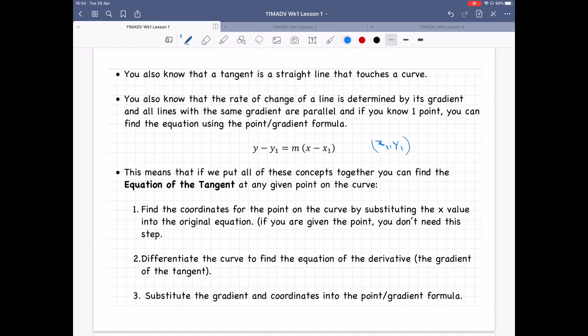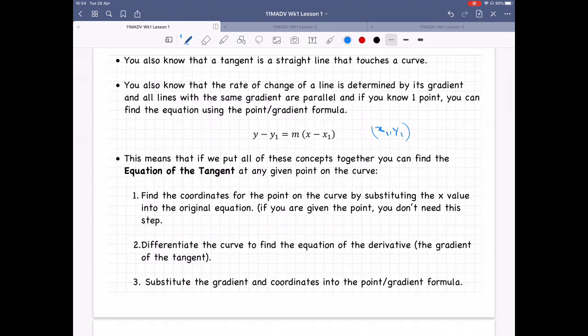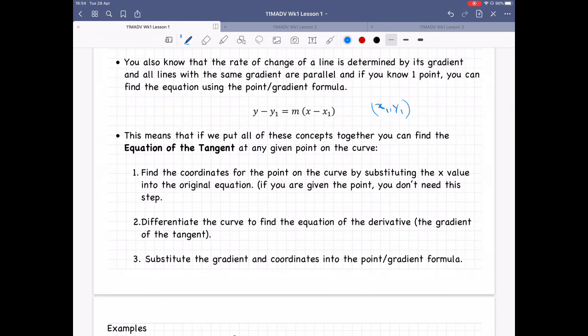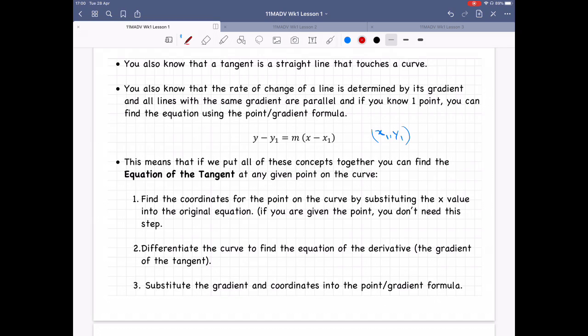This means that if we put these concepts together, we can find the equation of the tangent at any given point because we know the location of that point, because we have our position on the curve, and we've got the gradient, or we can find the gradient by deriving our function. So we can find the coordinates of the point by substituting the x value into the original equation. So we can find x1, y1, and we can differentiate to find the gradient, which means we have all the information we need to use the point gradient formula.